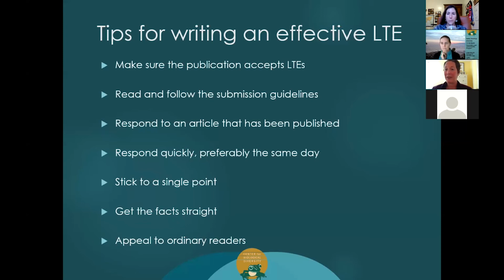You also want to get the facts straight, of course. So if you are citing pollution statistics, for example, you want to make sure that the information you're citing is correct and that it comes from a reputable source. So not some blog on the internet, but preferably a governmental agency, for example. And you also want to appeal to ordinary readers.